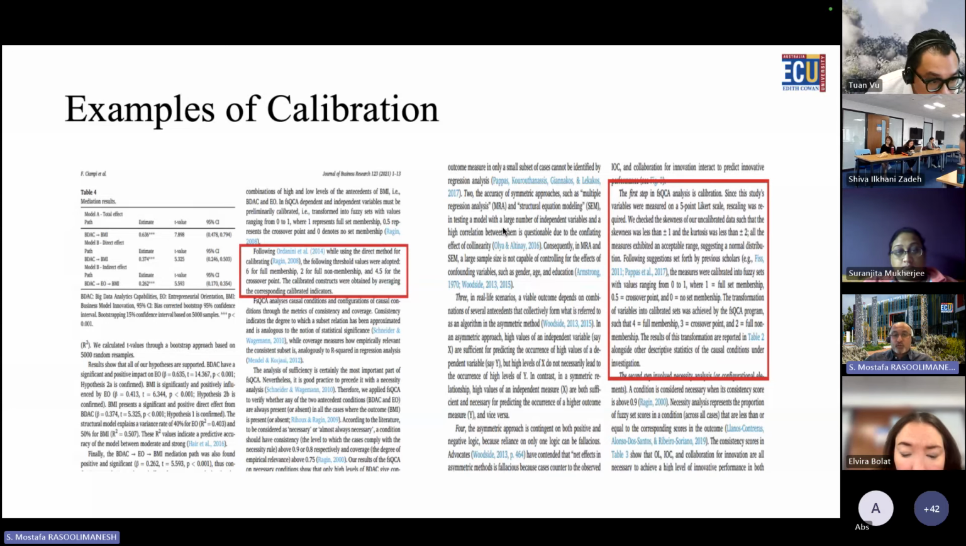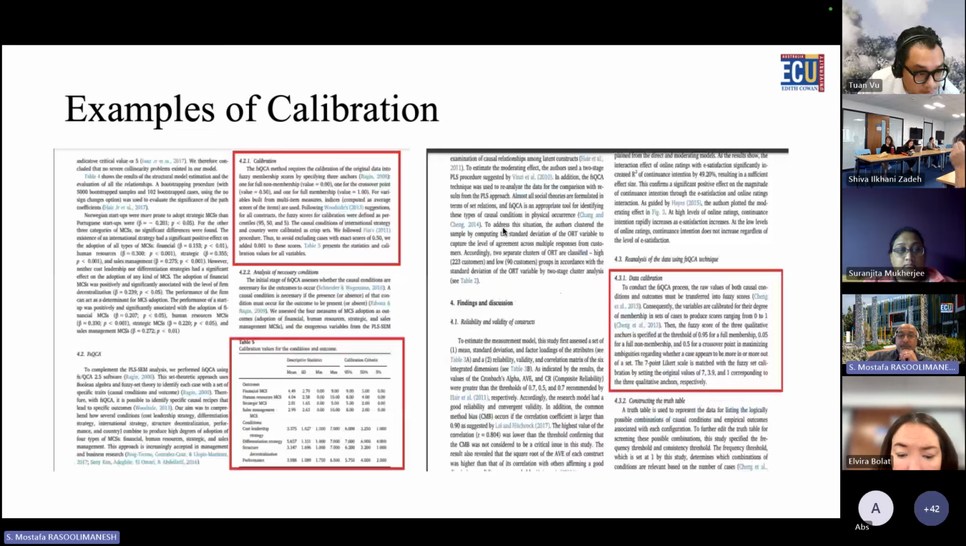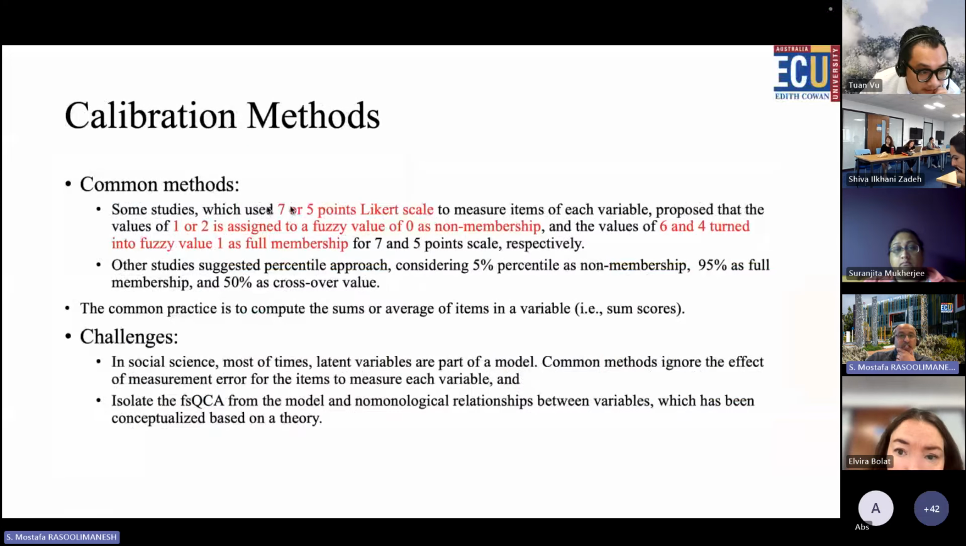Two common methods for calibration are, first, the percentile approach. In the percentile approach, we assign the 5% percentile as non-membership or full non-membership, 50% as the crossover value, and 95% as full membership.